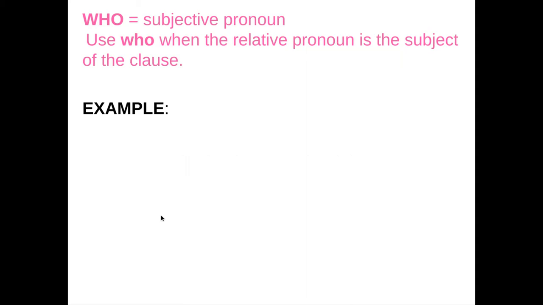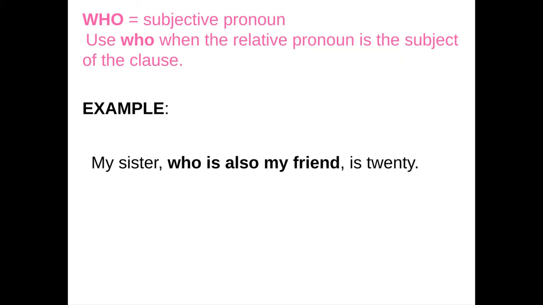Let's take a look at this sentence here. My sister, who is also my friend, is 20. First of all, it's really important that you only look at the adjective clause, because otherwise it's going to throw you off if you look at the rest of the sentence, the independent clause. So what is the adjective clause in this sentence that's describing someone? Oh, it's who is also my friend.